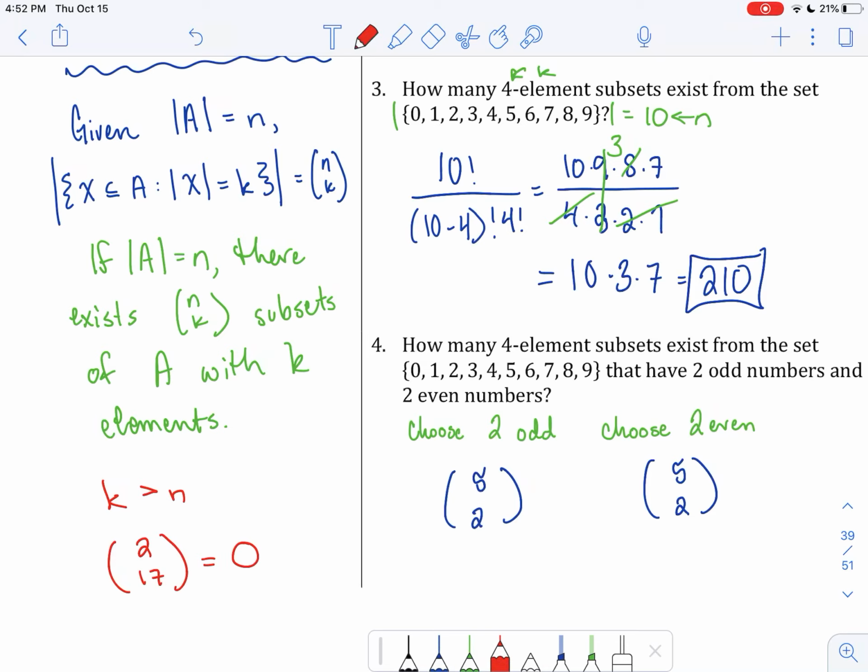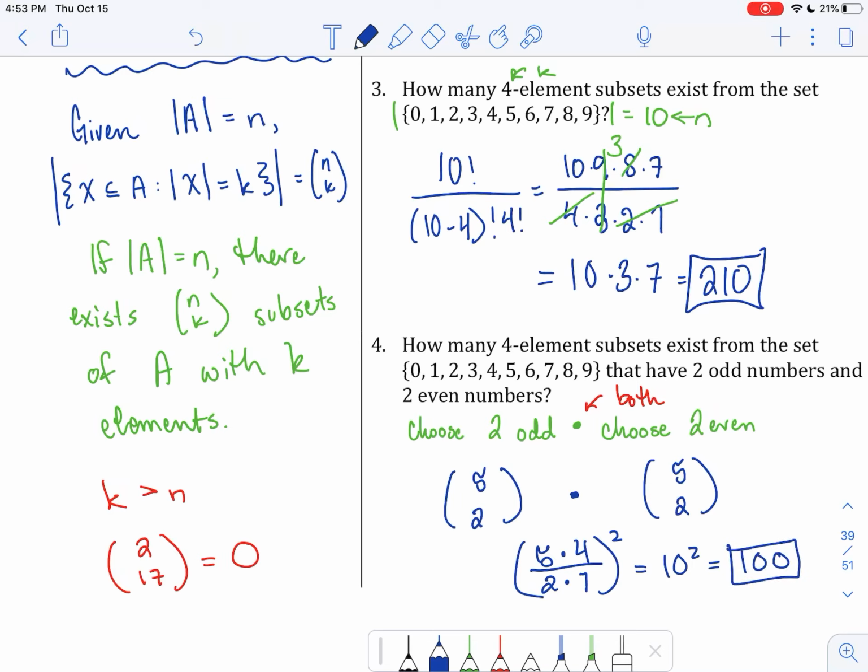To find the chance of both happening, we're going to use the multiplication principle, and this will tell us the number where both are happening. So multiply these together. They both end up being 5 times 4 over 2 times 1, and then I'm just going to square that since they are identical, which gives us 20 over 2, which is 10 squared, which is 100. There are 100 subsets like this.